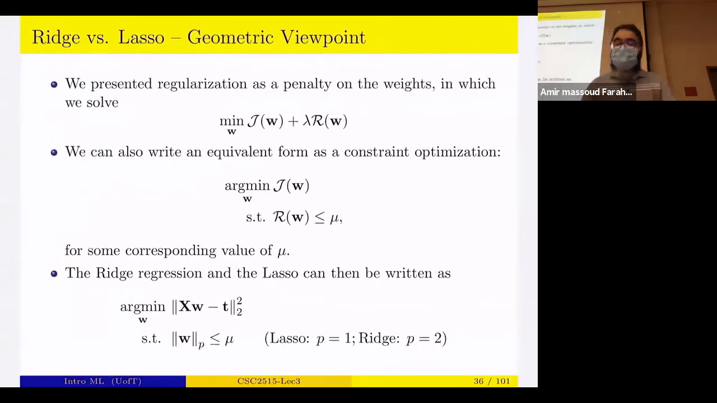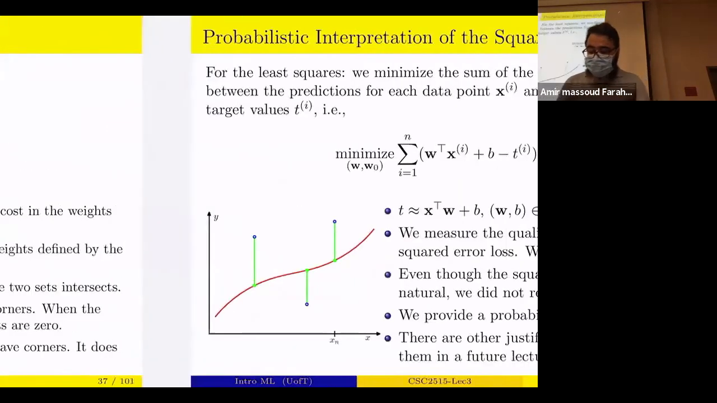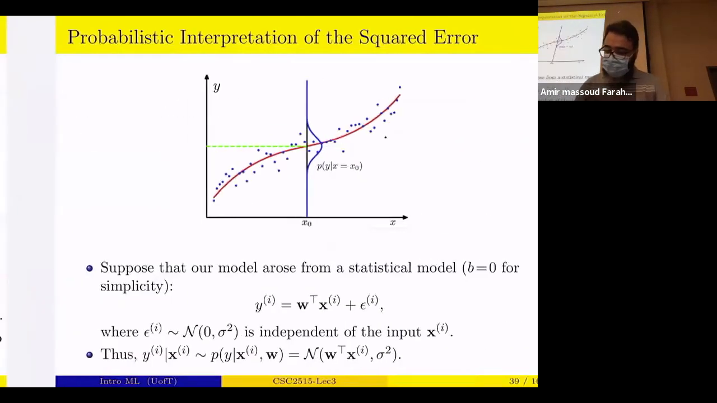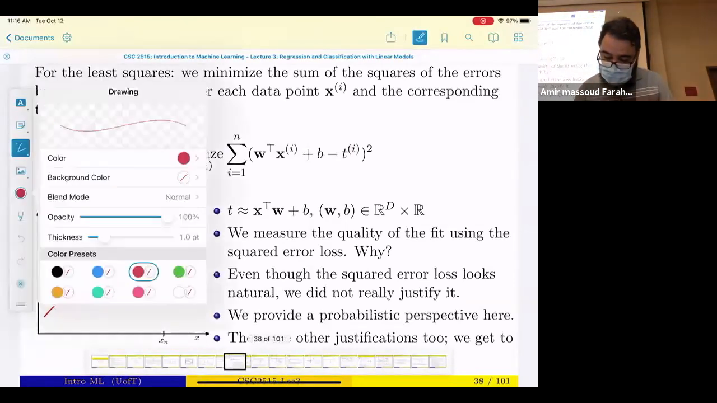And then I think the last thing was this geometric view or constraint formulation of regression, ridge regression and lasso, where the difference was whether the constraint set was defined by the L2 norm or L1. So I think that was what we did last time.